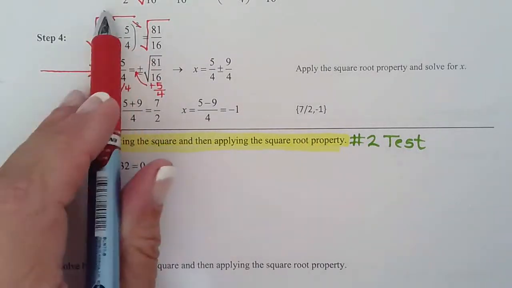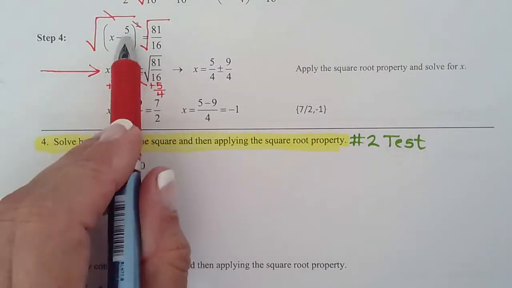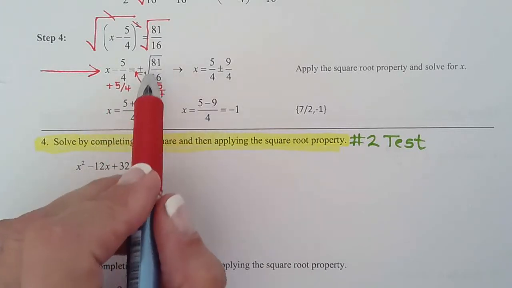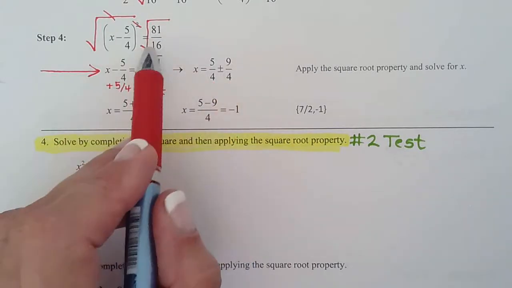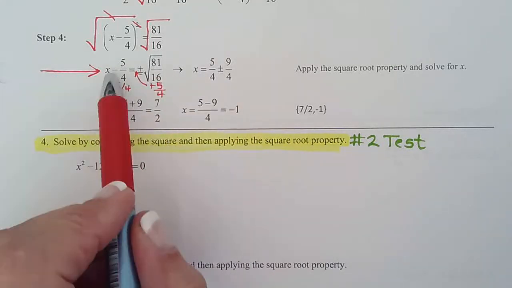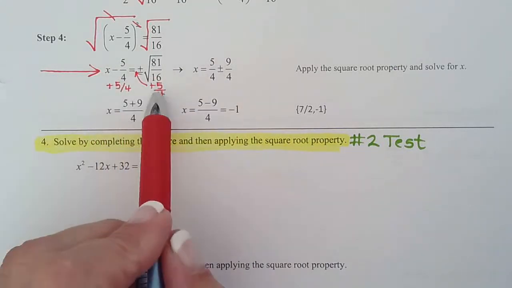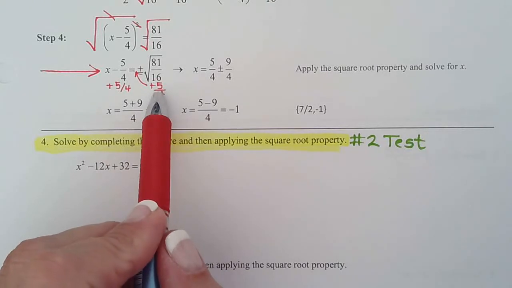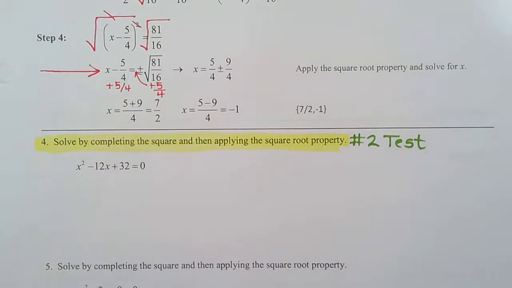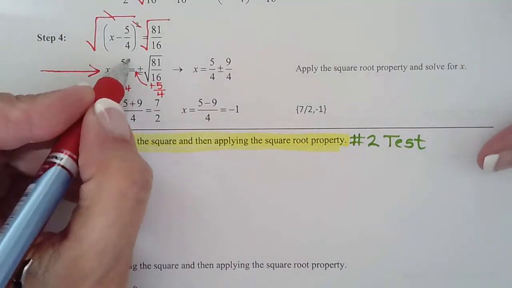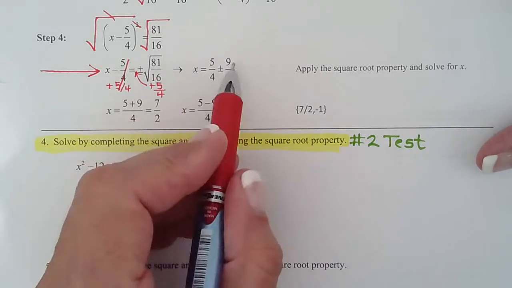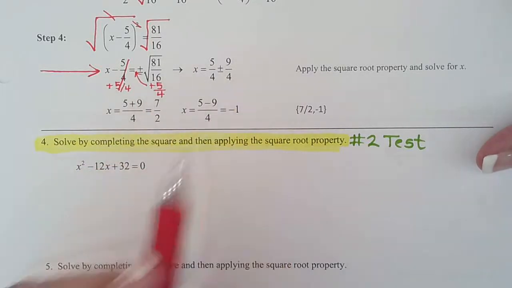So the square root of anything squared just pops out. The 2 of something pops out as 1. Square root of 81 is 9. Square root of 16 is 4. And we need to solve for x, so I added 5/4 to both sides right at the end of the video. So this is what the problem now looks like. 5/4, because this is going to cancel, plus or minus square root of 81, 9, square root of 16, 4.